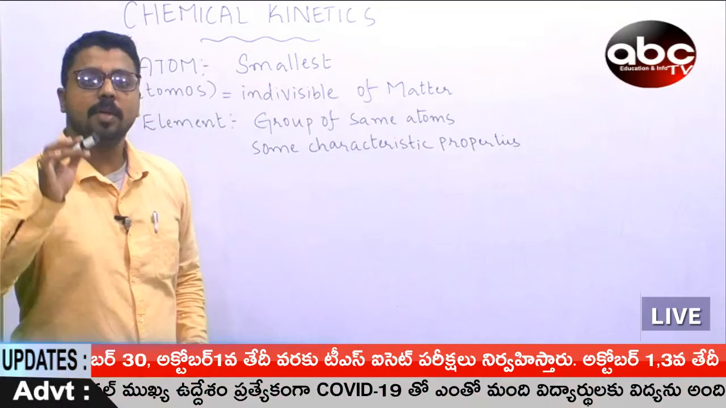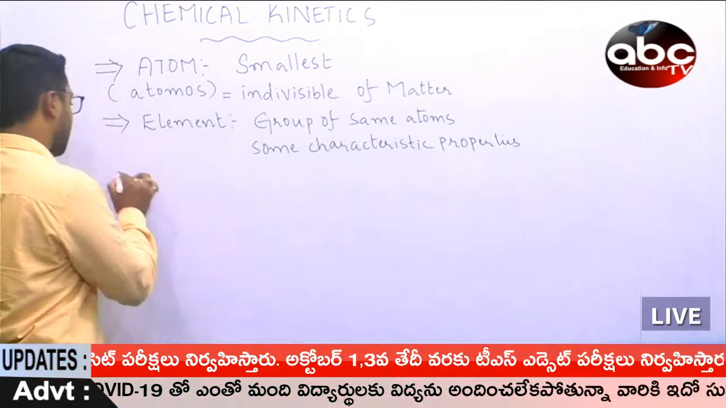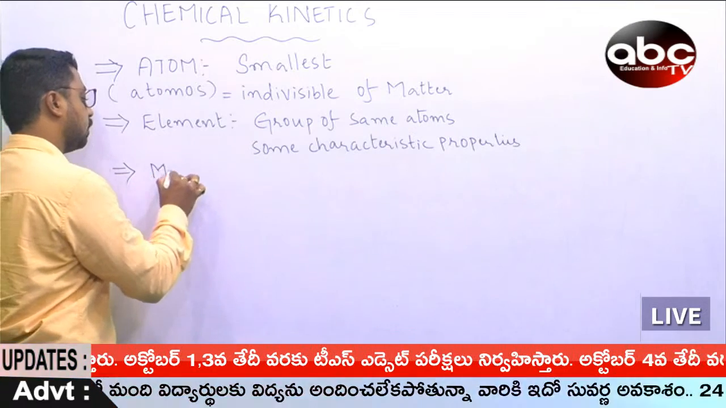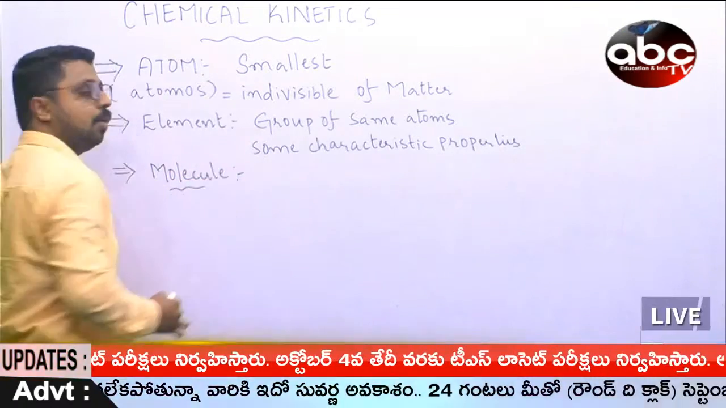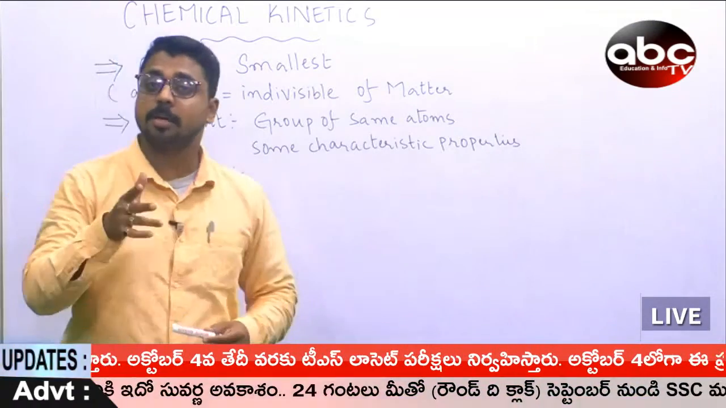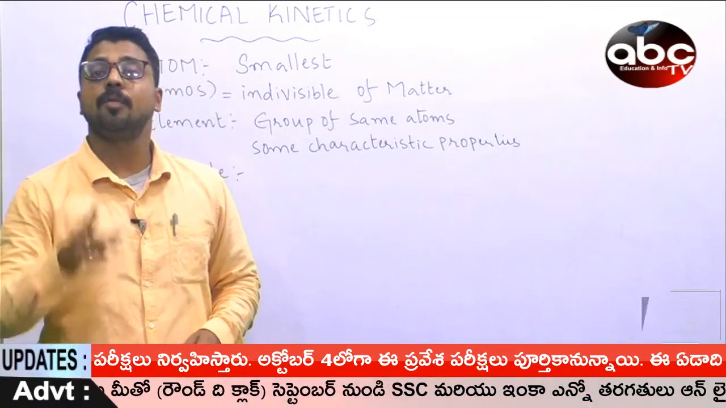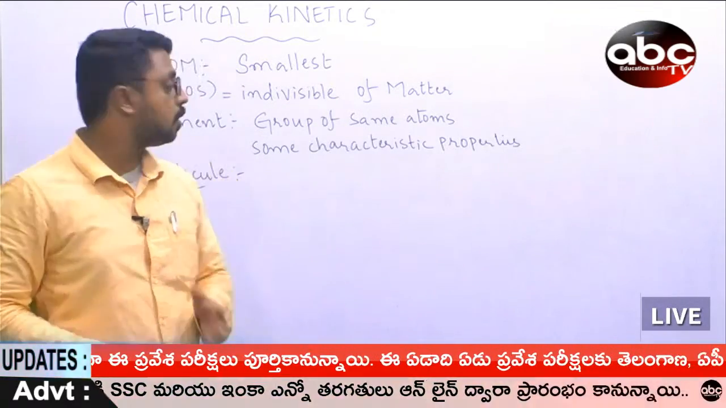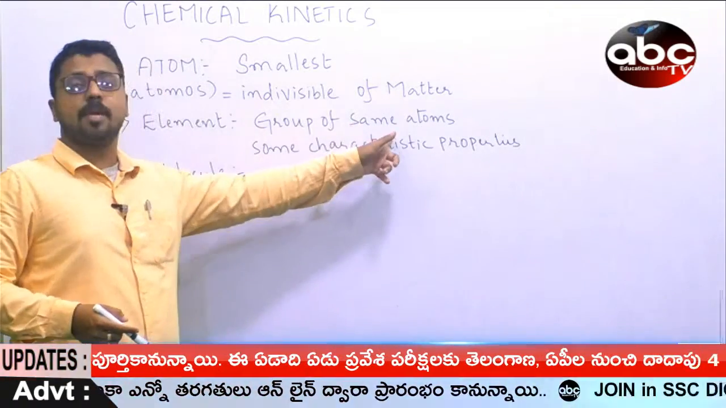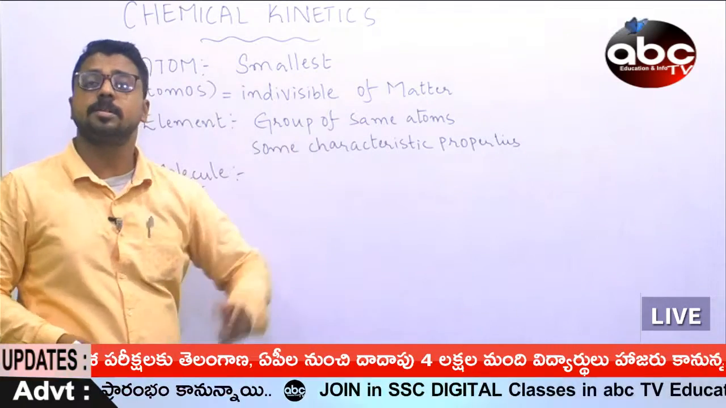Now, what are we going to do in chemical kinetics? Let us study about a molecule. What do you understand by a molecule? A molecule is nothing but a group of atoms. So, what is the difference? You said earlier that an element is also a group of atoms, and here a molecule is also a group of atoms. What is the difference? Listen to me.